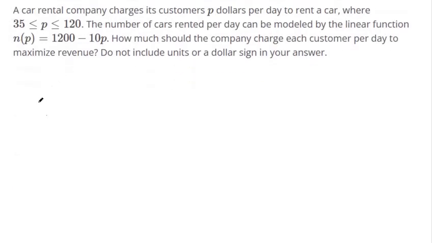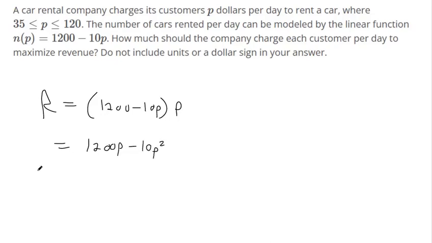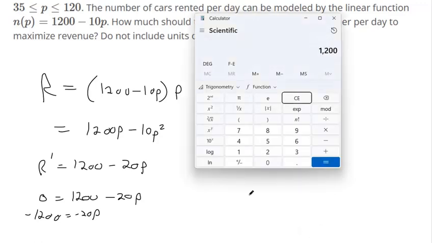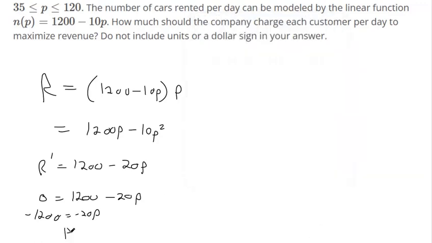Same thing here. The revenue is going to be the number of items we sell, which is given to us as a function of the price. So it's the number of items we sell times the price. Distribute that P. Then you take a derivative of revenue to find maxes and mins, and then you set that derivative equal to 0. If you solve that equation, you'll want to subtract that 1200 from both sides, and divide that negative 20 from both sides. It's going to be positive 60. The price should be 60.